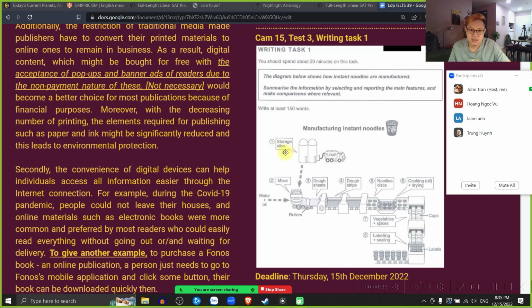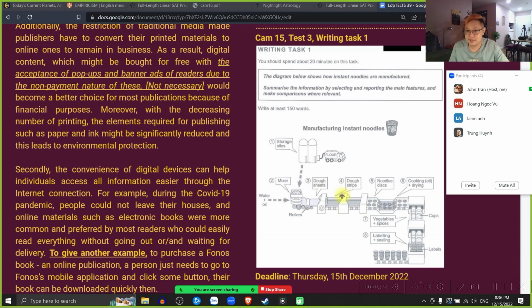Storage silos. Silo is basically a place where you store things. Nó là một cái kho chứa, silos. Storage silo and flour, bột mì nè. And then go to the mixer where water and oil are mixed together. Đó, giai đoạn mixer là nước và dầu trộn vô. And then rollers will roll the thing into dough sheets. Đi vào cái bánh lăn, nó lăn ra thành cái miếng dough sheets này. Những cái miếng bột mì.